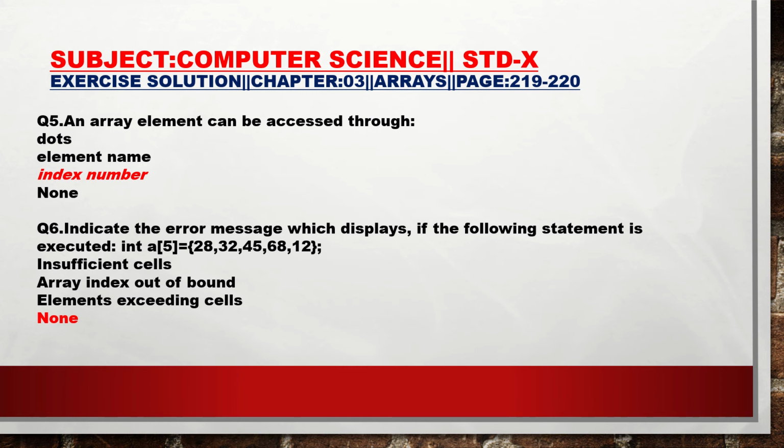Now question number 6. Indicate the error message which displays if the following statement is executed. Suppose an array of integer type is given having size 5, that is 5 elements are already there: 28, 32, 45, 68 and 12. Now there are three options. Insufficient cell, no, because it already has 5 cells starting from 0 to 4, as array index starts from 0. Array index out of bound, no, because size 5 is given and 5 elements are there. Element exceeding cells, no. So none of these are suitable, so the answer is none.